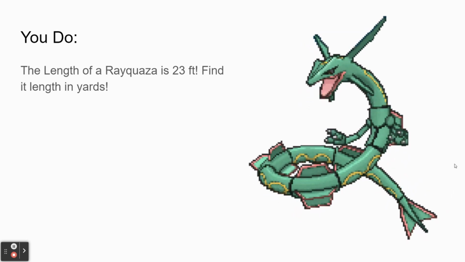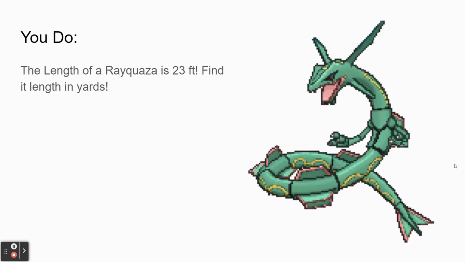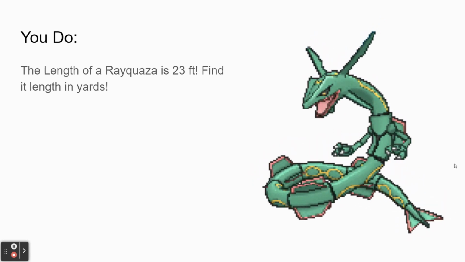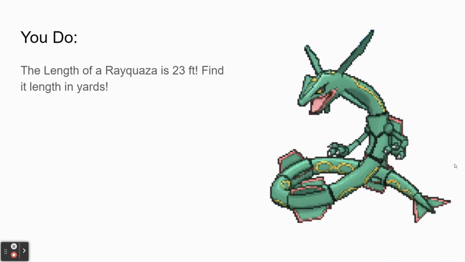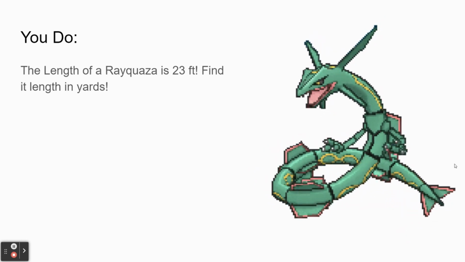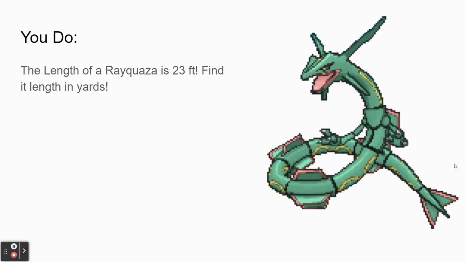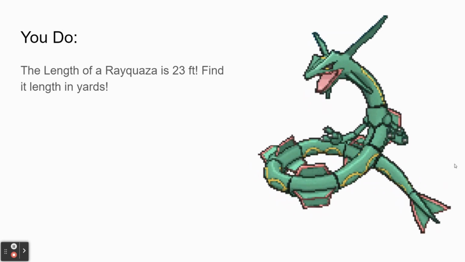Our first you-do problem, very similar to the previous one, but this time you are going to find the length of a Rayquaza in yards. You know that it's 23 feet long. How long is it going to be in yards? Pause the video, give this a try. You're not necessarily going to end up with a whole number.